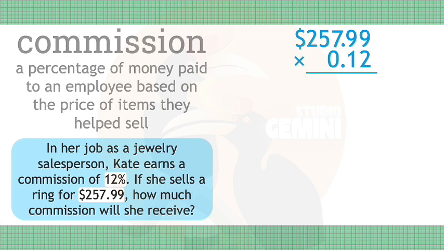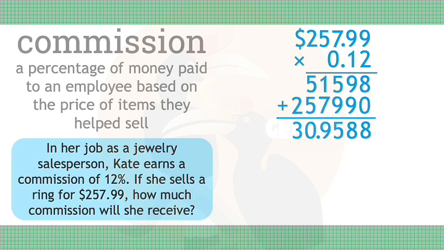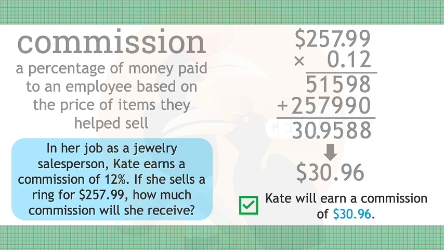$257.99 times 0.12 is 30.9588. Now, because we're dealing with money, it's important to round our answer to the hundredths place, which is the same as rounding to the nearest penny. 30.9588 rounds to $30.96, since there's an 8 in the thousandths place. Kate will earn a commission of $30.96 for selling the ring.